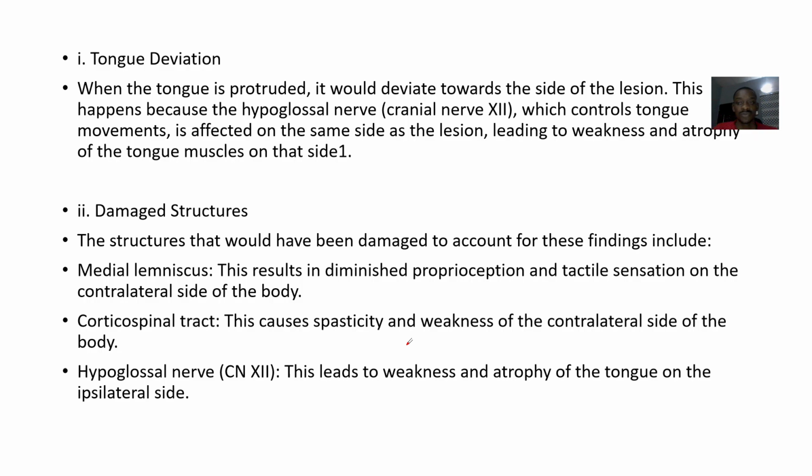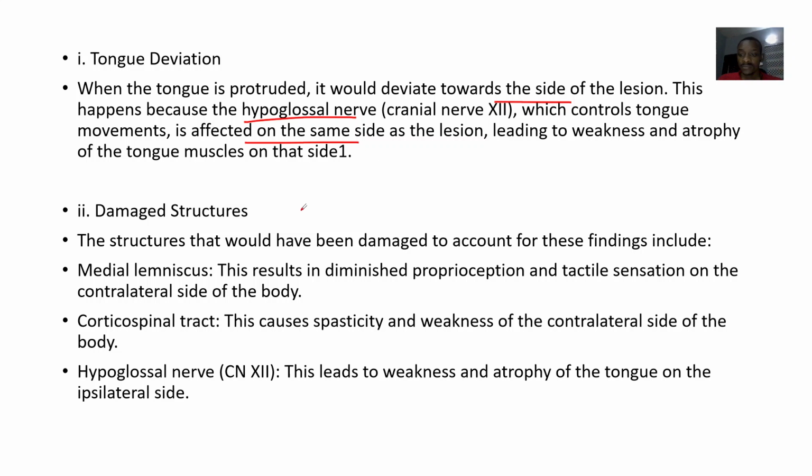Alright. So here I'm talking about the direction of deviation. We said that when the tongue is protruded in a patient that has medial medullary syndrome, it will deviate towards the side of the lesion. So this happens because the hypoglossal nerve, that's cranial nerve 12, right? This hypoglossal nerve controls the tongue, so it is affected on the same side as the lesion, and this will lead to what? Weakness and atrophy of the muscles on that same side. Okay, so if it is protruding on the left, that means the lesion is on the left. Protruding on the right shows that the lesion is on the right.